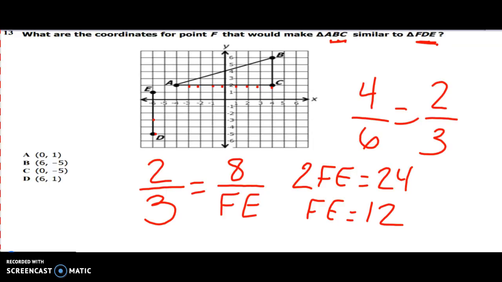So I'm looking to find out where I can put F so that it'll measure 12. So if I'm counting here, I'm going to count 1, 2, 3, 4, 5, 6, 7, 8, 9, 10, 11, 12. And that looks like it's located at 6, 1. So if I put point F there, that will give me a triangle that's similar to ABC.